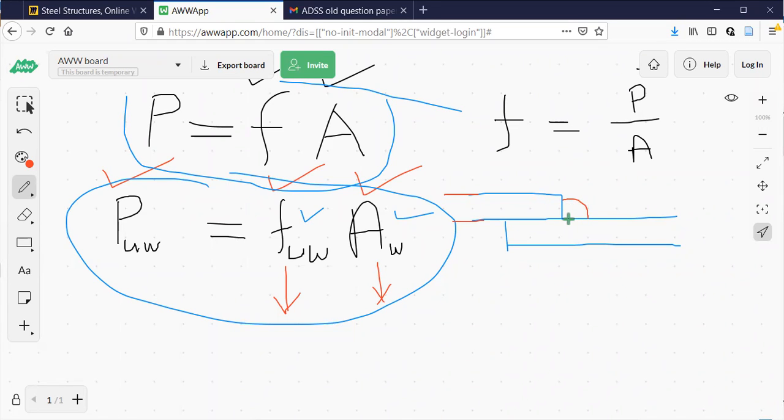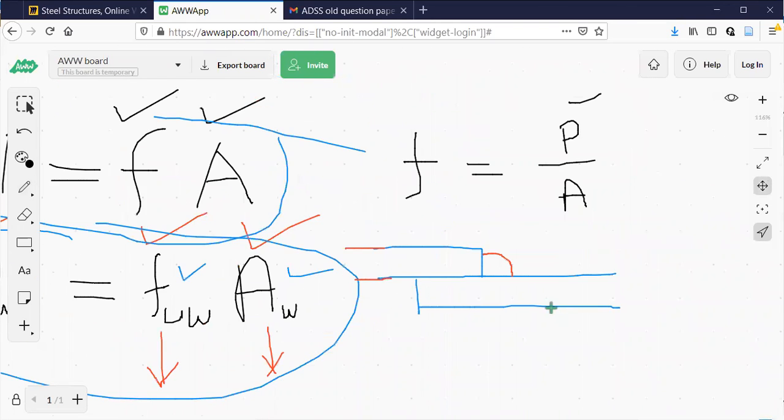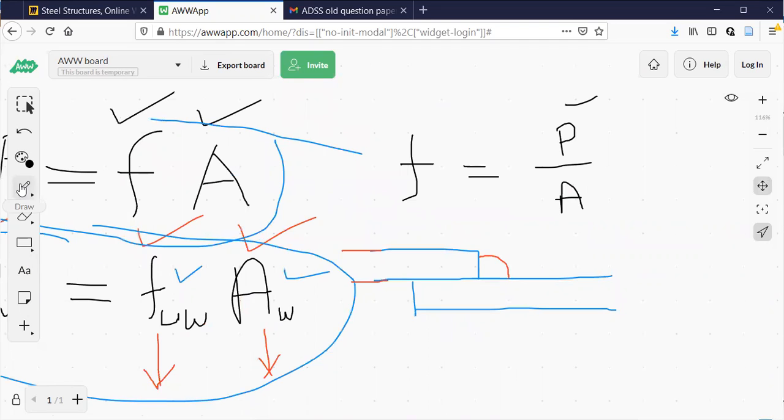Somewhere here, I need to understand what is throat thickness. Observe this. I'll draw one line here which connects. Usually a 1.5 mm gap is given here. That gap is kept as some allowance. This is usually 1.5 mm.